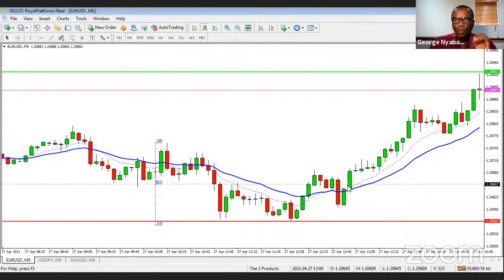We are in there. I'm waiting for a pullback to the moving average. So someone has taken the entry there. They would have put their stop here. Now I'm seeing the bulls are still in control.